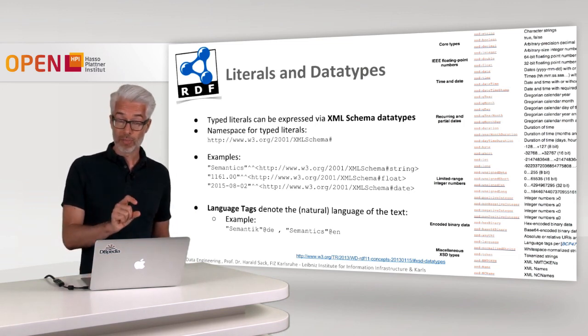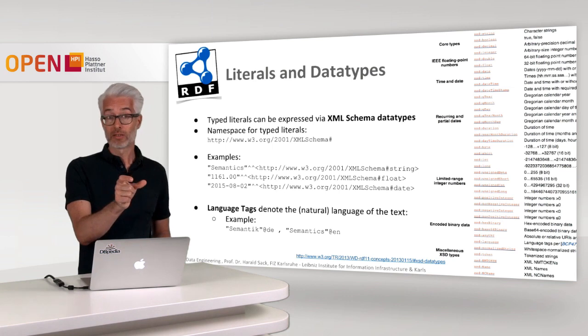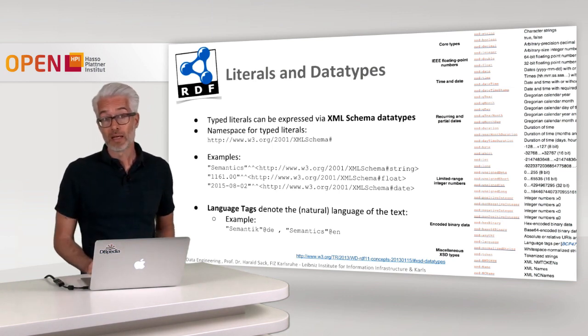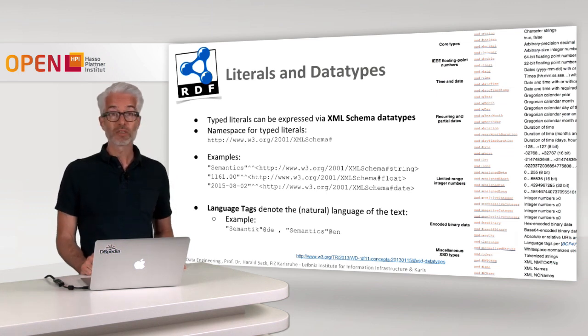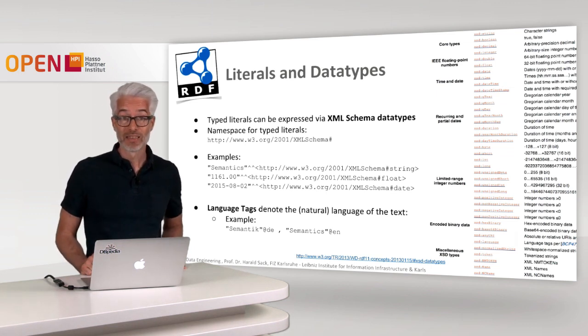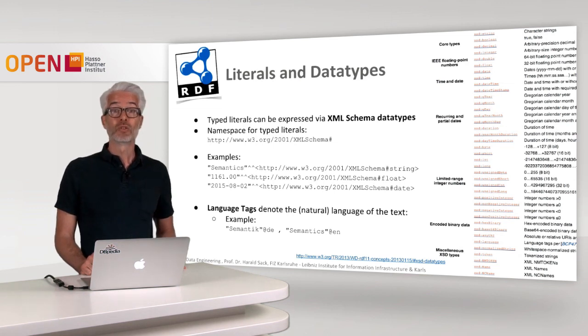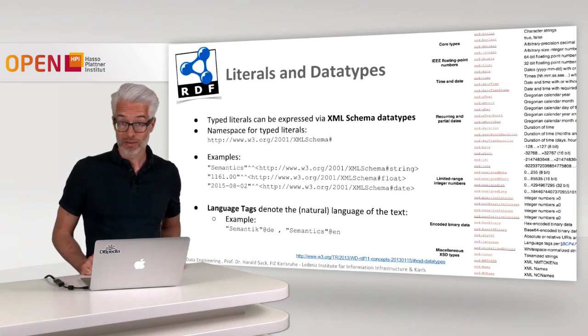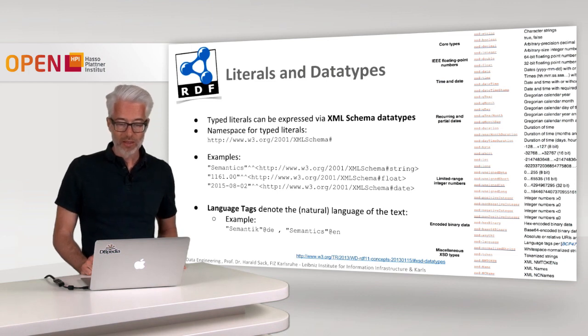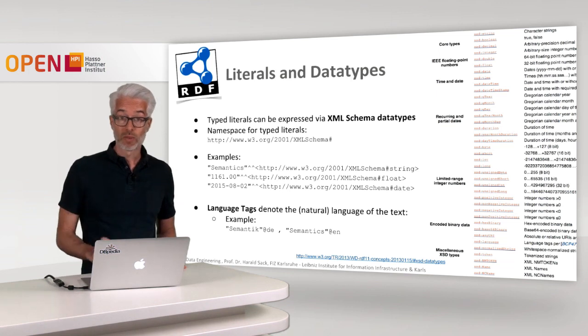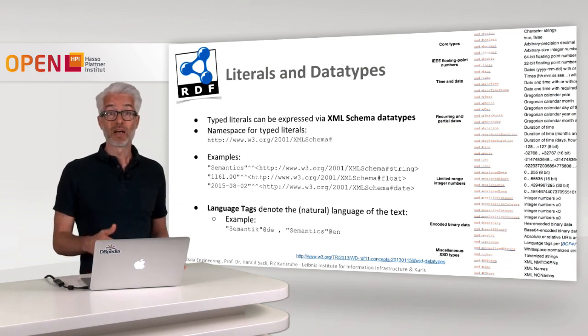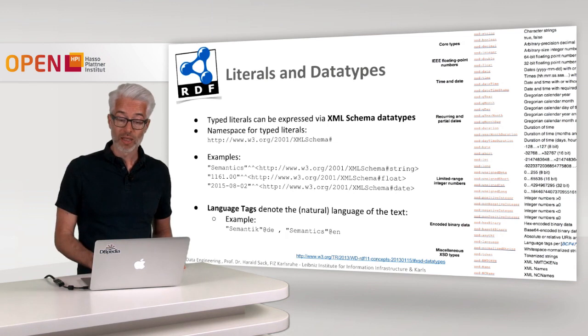How do I type a character string literal in RDF? Just have a look at the examples that are given here. The first example tells us that "semantics", written in double quotes, should be assigned a definite data type, which is here the character string. So it's a string. Of course, the data type string is represented via a URI, which in the end describes exactly the XML schema data type.